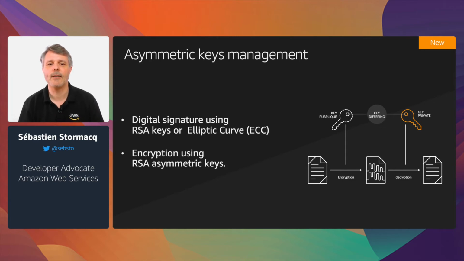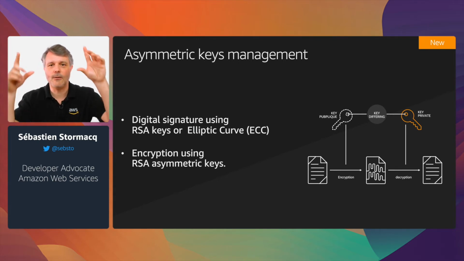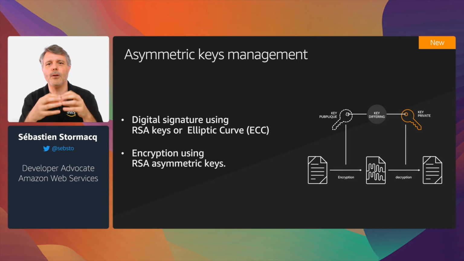So asymmetric keys are usually used to encrypt secrets, like when you want to exchange a symmetric key, or they're also used to compute a signature. A signature is just a summary of your document, a digest of your document that you encrypt with your private key, and then you distribute the encrypted digest and the public key to anyone that wants to verify the signature of the document.